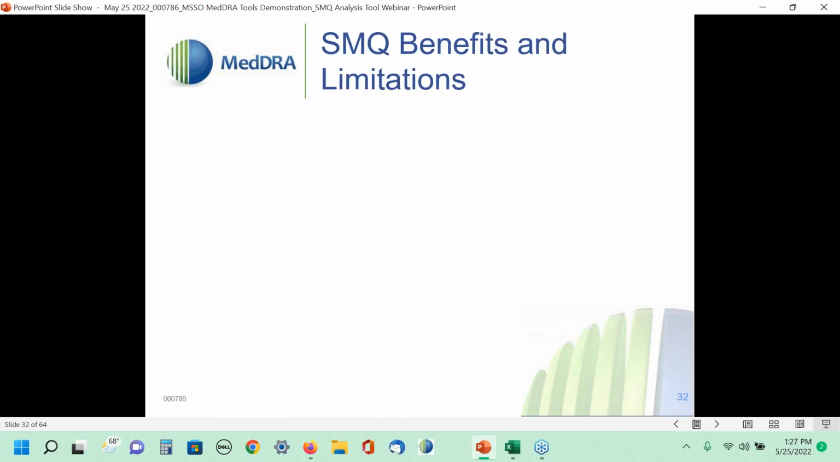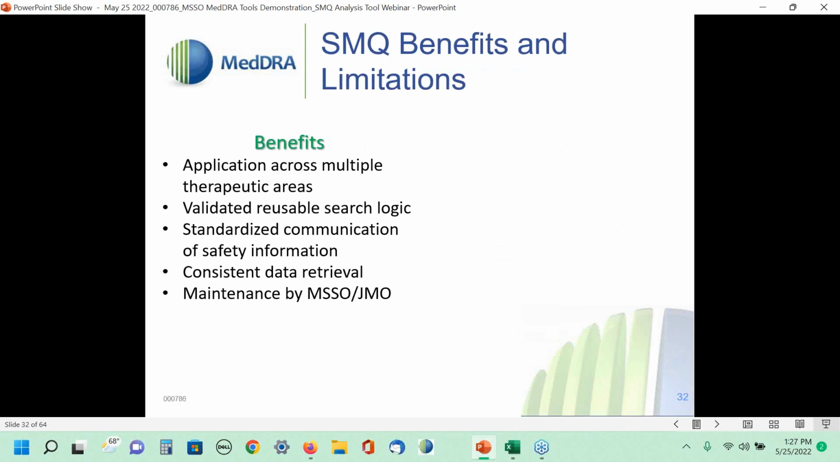So, relative benefits and limitations of SMQs. Their benefits: they're applicable across multiple therapeutic areas, and they're validated, reusable search logic. If we are talking about the same version of MedDRA in the same release, the communication about this SMQ would be standardized. It doesn't matter what language we're talking about, the terms in that SMQ would be the same in English or any of the other languages in which MedDRA is available. Also, there's an element of consistency: if you run the same SMQ against the same data set repeatedly, you're always going to get the same results. And the best thing for you is that these SMQs are maintained by the MSSO and the Japanese Maintenance Organization, which is our companion organization which maintains the Japanese language version of MedDRA.